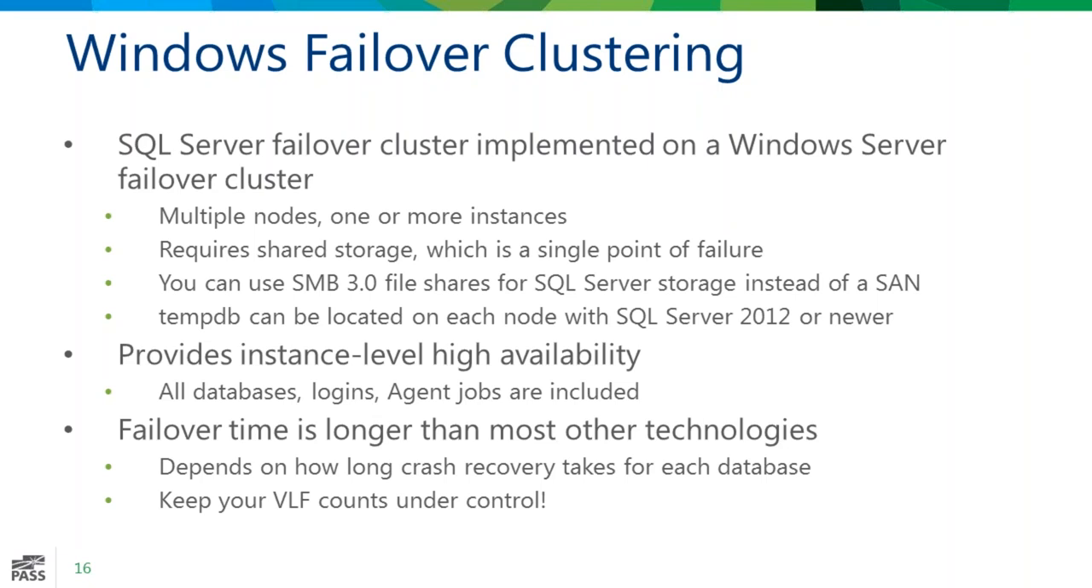Now, shared storage in the past has always meant a SAN, a storage area network, but there are some alternatives now. You can use SMB file shares for your storage, or you'll be able to use Storage Spaces Direct with Windows Server 2016. So you don't necessarily have to use a SAN if you're going to use failover clustering. But to be honest, most people are still going to use SANs for a while. There's just such an institutional inertia about that.